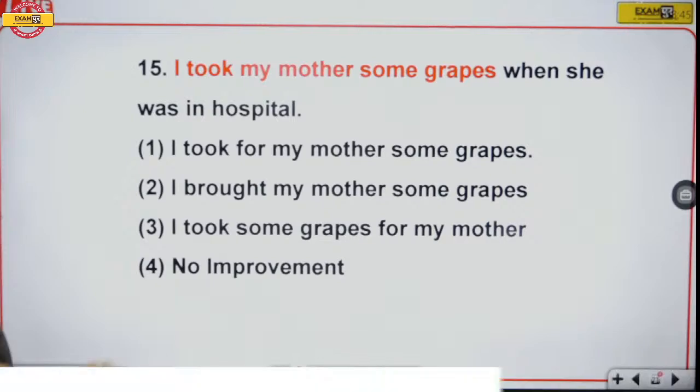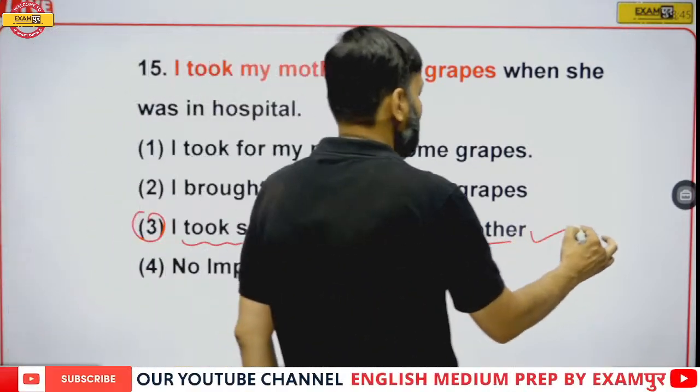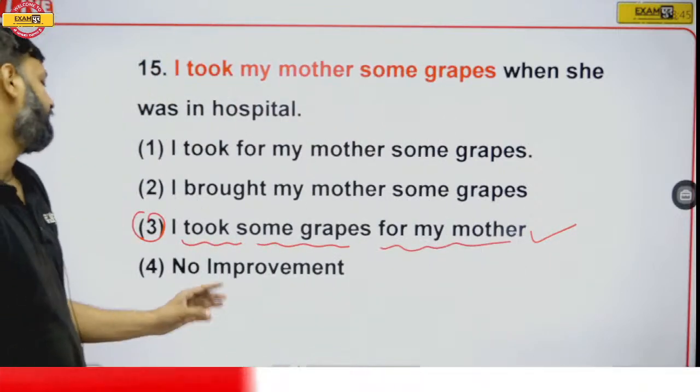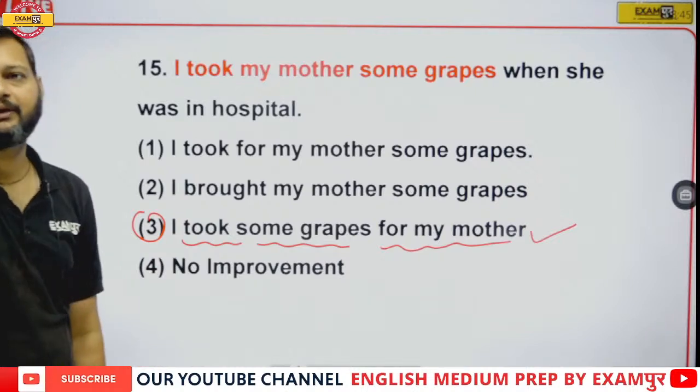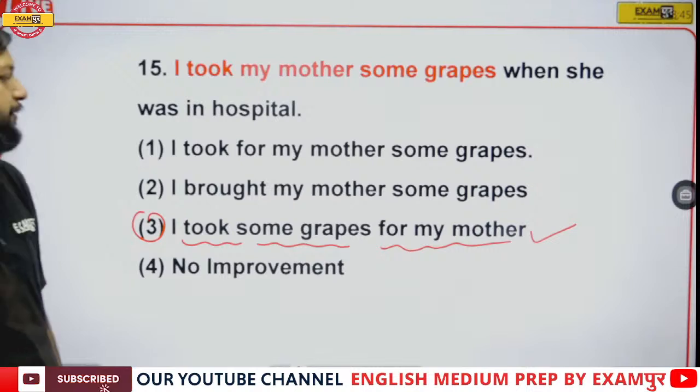Here, "I took some grapes for my mother" is the right usage. Okay, option number 3 is the right answer. I took some grapes for my mother. Okay, this is more appropriate.